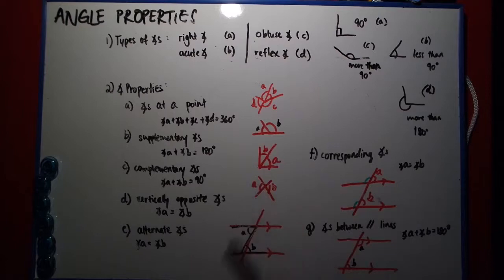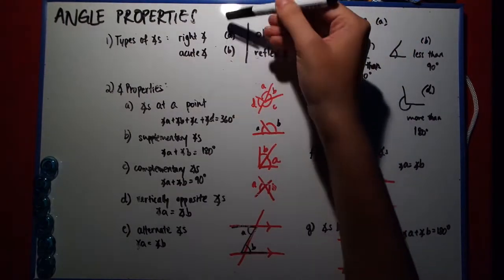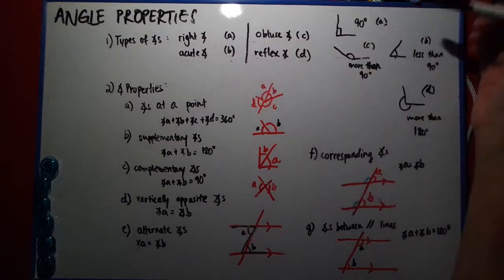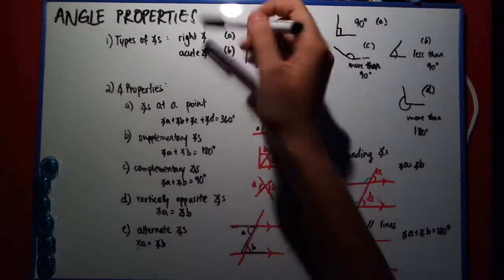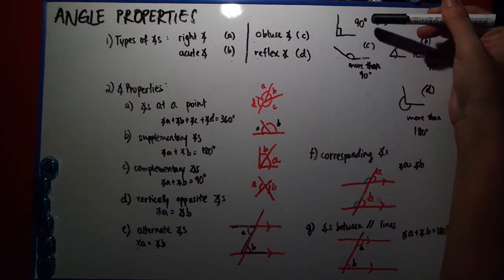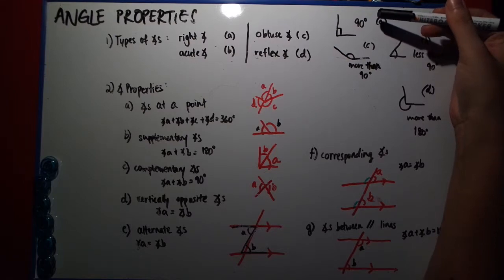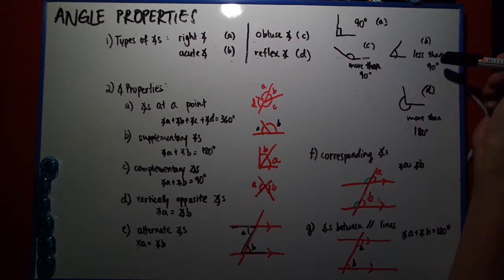There are four that I've listed here, and they are marked with a lowercase letter, which is used to refer to the angle that's on the right. Okay, so first is the right angle, which is this one. A right angle is an angle that is 90 degrees. Pretty straightforward. An acute angle is an angle that is less than 90 degrees.